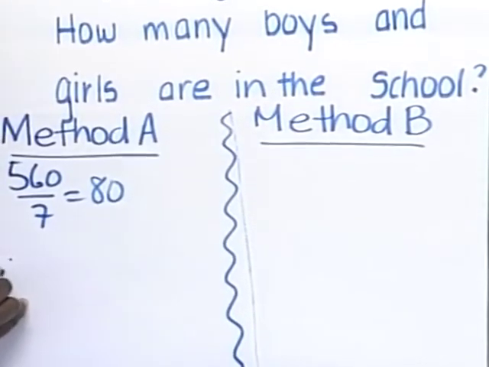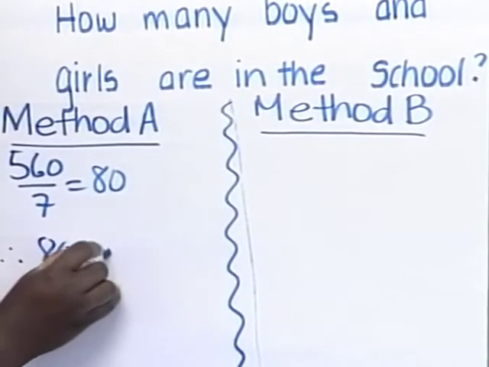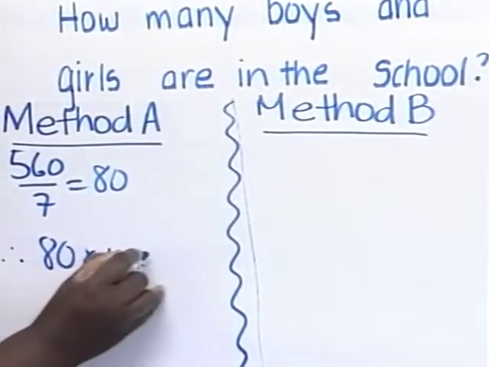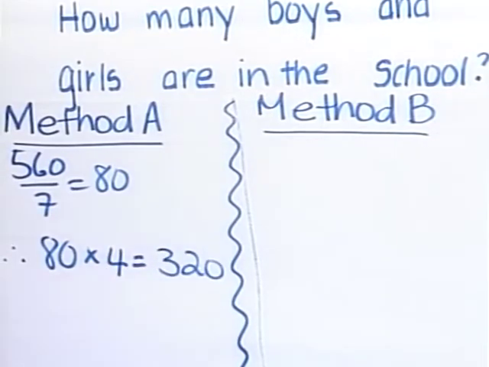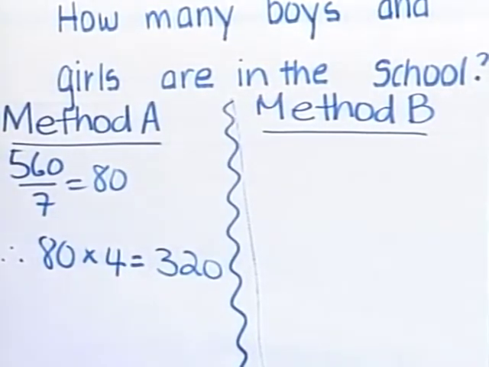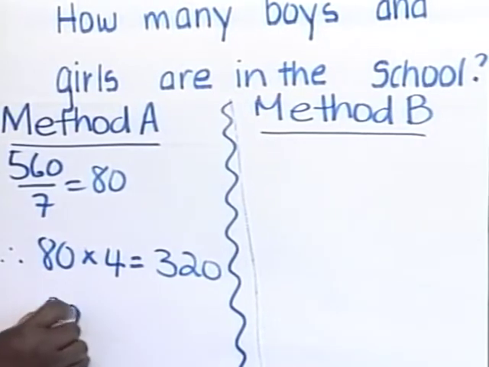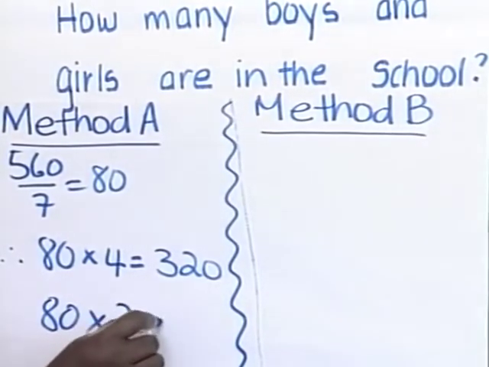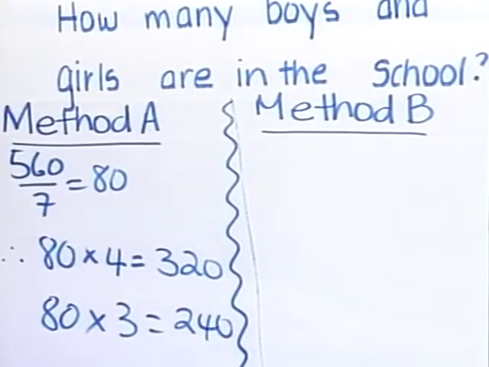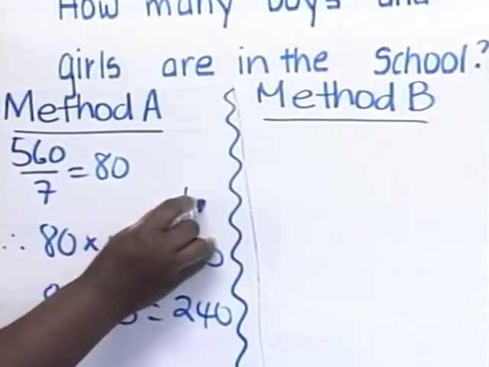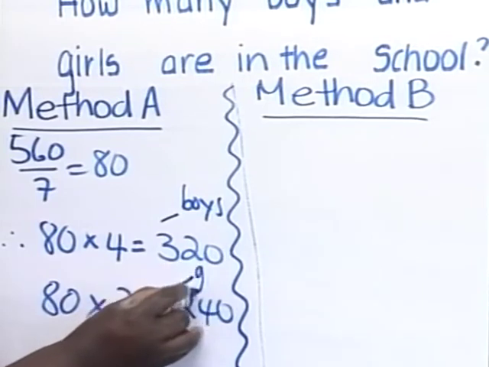And then I multiply 80 by 4 to get the number of boys, which is 320. If you want to get the number of girls, you subtract 320 from 560. Or otherwise, multiply 80 by 3, which is 240. And you should get 240 plus 320 will give you 560. So this is the number of boys, and this is the number of girls.